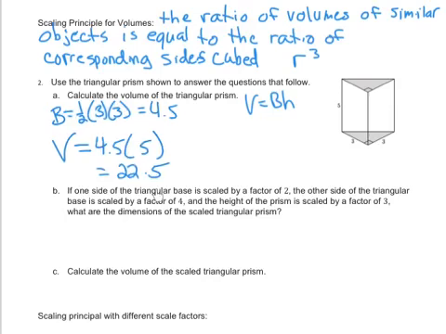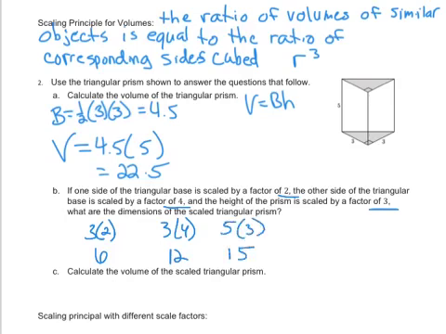Now, if one side of the triangular base is scaled by a factor of 2, and the other side is scaled by a factor of 4, and the height by a factor of 3, we're going to write down the new dimensions. So one side is 3, scaled by a factor of 2, that dimension is 6. The other side is 3, scaled by a factor of 4, the new dimension is going to be 12. And then the height is 5, and it's scaled by a factor of 3. That dimension is going to be 15.